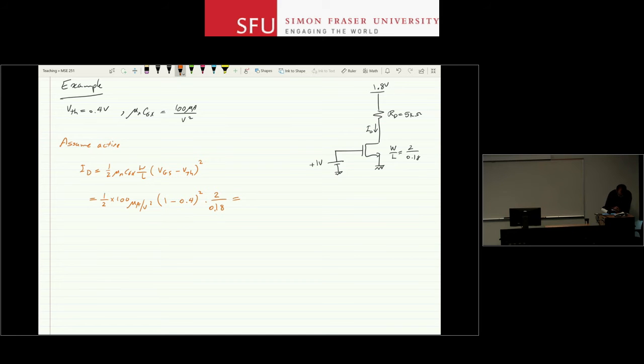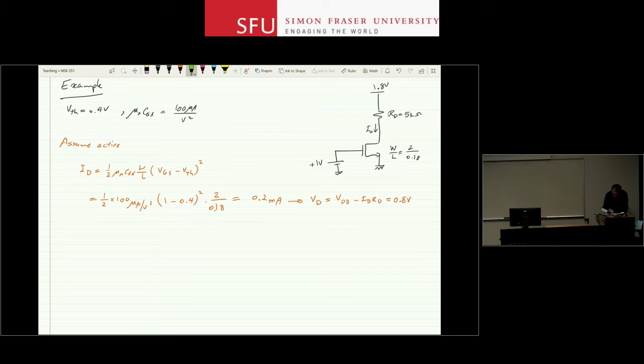Okay, and if I do that, I will see that ID is going to be 0.2 milliamps, and therefore VD, I can calculate, is VDD minus IDRD. It's going to be 0.8 volts. So that was fairly easy, right?